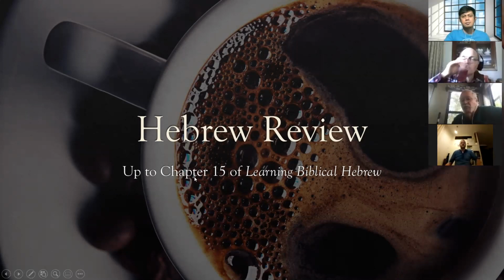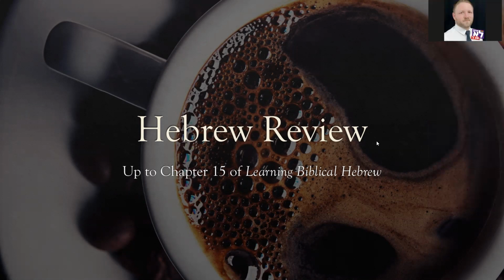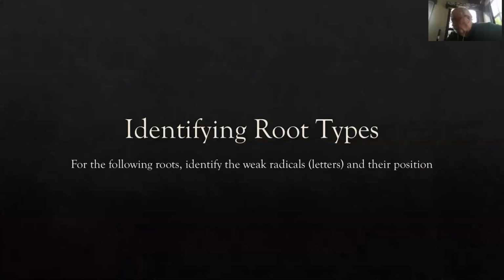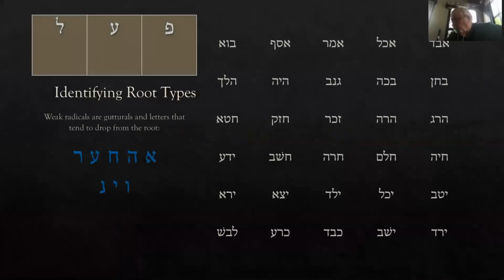All right, so this is a Hebrew review up to chapter 15, basically. We're going to look at identifying roots by their types. Okay, so we have basically 2.5 pages, if we order them this way, of verbs that we have covered.